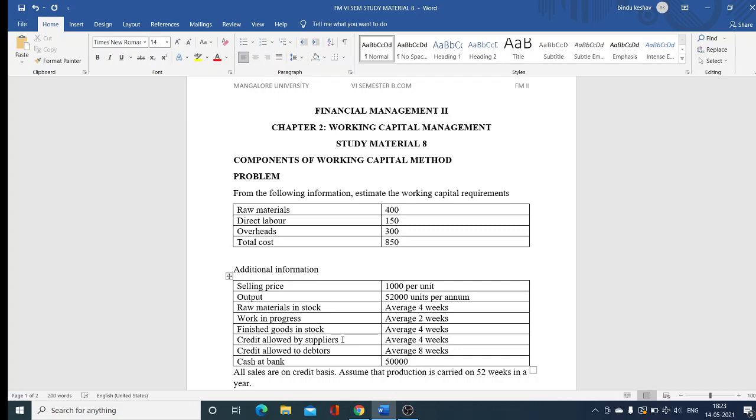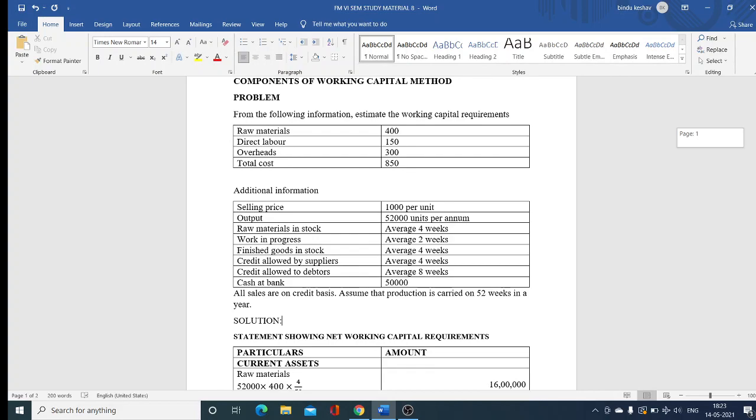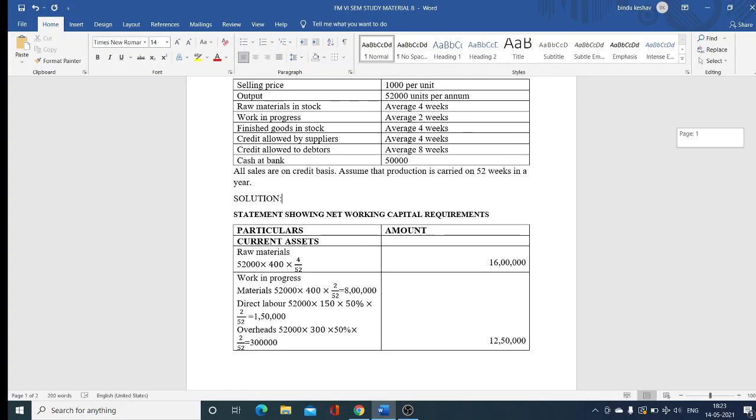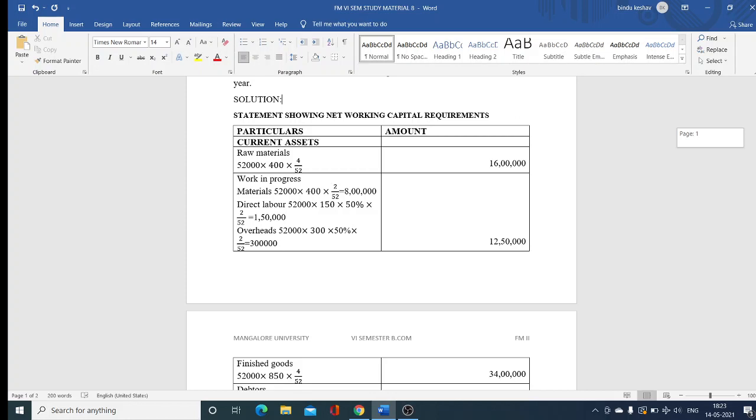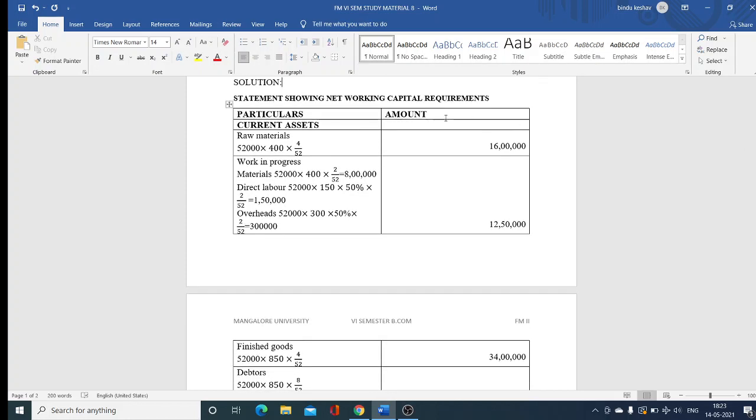So what we are going to do is, we are going to estimate the amount for all these things, then find out the total, that is called the gross working capital, and then find out net working capital, which is gross working capital minus the creditors or current liabilities. Now this is a statement showing net working capital requirements. The columns you can see, there are two columns, particulars and the amount.